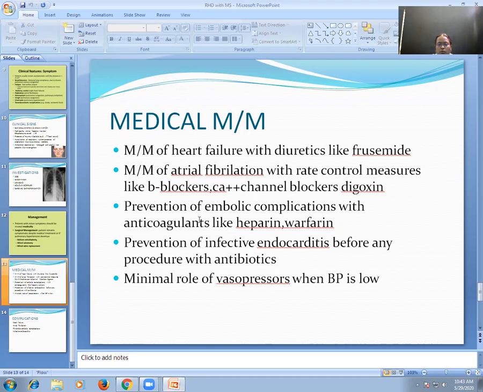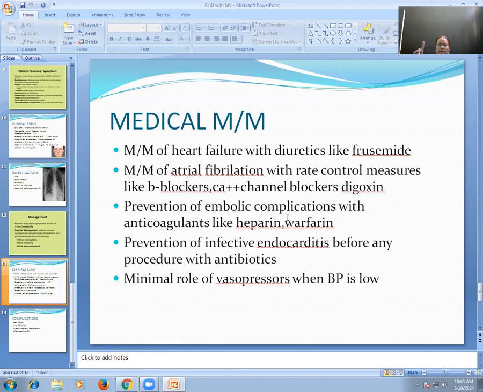Now, as we discussed, the third complication is embolic complication. There is formation of clot, and there are thromboembolic complications in mitral stenosis. On 2D echo you can see the presence of clot in the left atrium. If there is a clot in the left atrium, you have to prevent embolic complications. Now, how to prevent embolic complications? For that, you have to give anticoagulants.